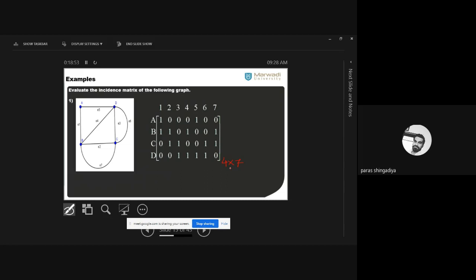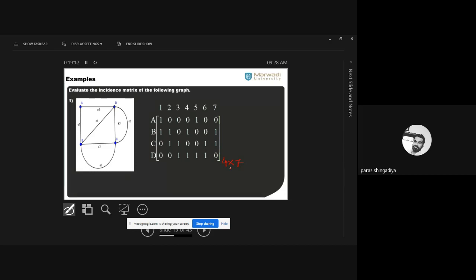Okay. Next is C. C is connected with E2, E3, E6, E7. Reflect their 1 and put a 0 in the rest of the entries. And then for the last one, there is E3, E4, E5, E6.